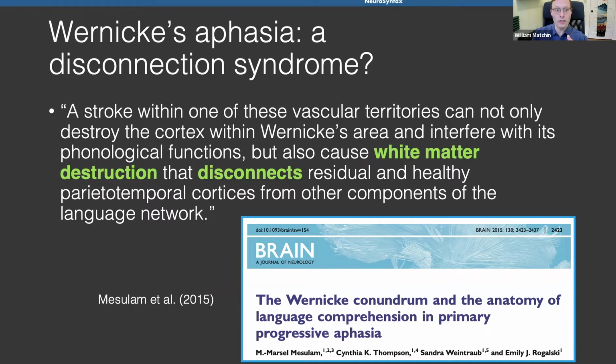So the idea here is a stroke within one of these vascular territories, roughly associated with Wernicke's area, can not only destroy the cortex and interfere with the phonological function, but can also cause white matter destruction that disconnects other parts of the brain from each other that are critical for various aspects of language. And so the idea is that in stroke, what's causing Wernicke's aphasia is not so much the cortical damage, the gray matter damage itself, but the disconnection that damage does to the rest of the language network.